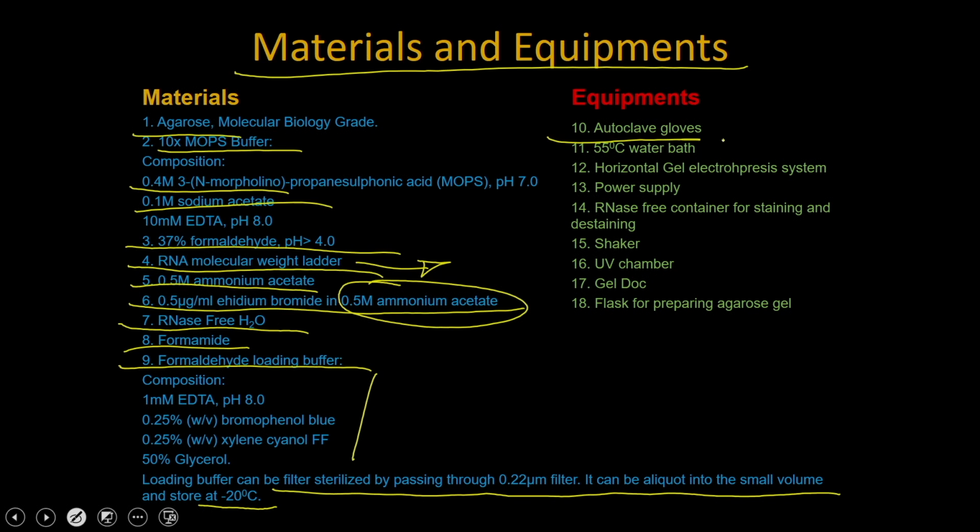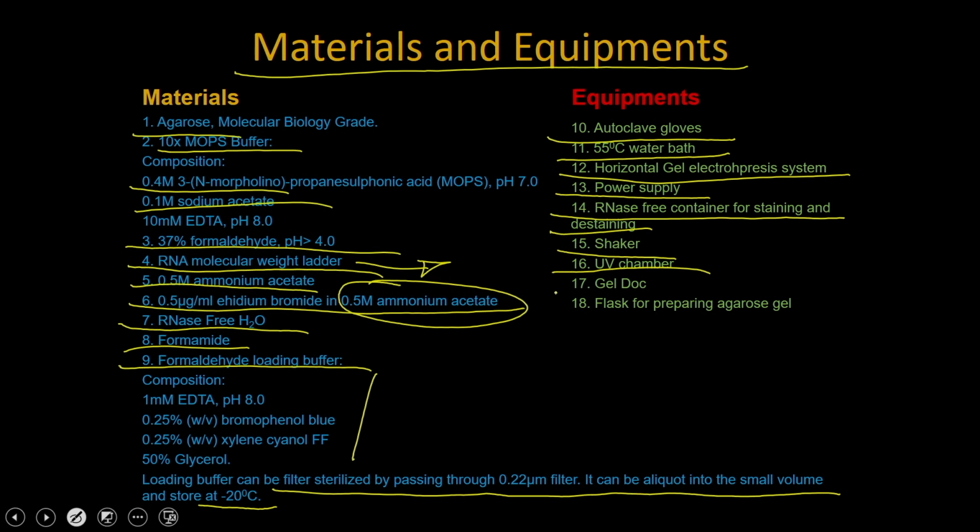What else do you require? You require autoclaved gloves, a water bath, a horizontal gel electrophoresis system, and a power supply. Then you require a container where you can store RNase-free staining and destaining gels, shakers, UV chambers, a gel documentation system, and a flask for preparing the agarose gel.